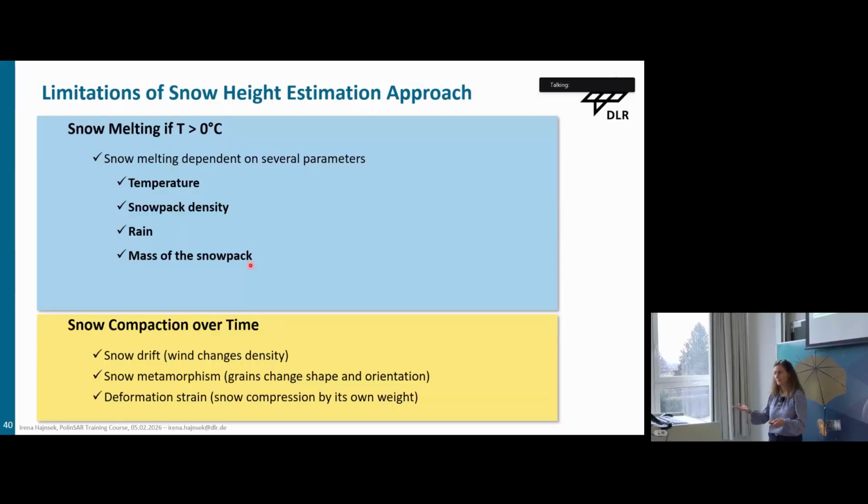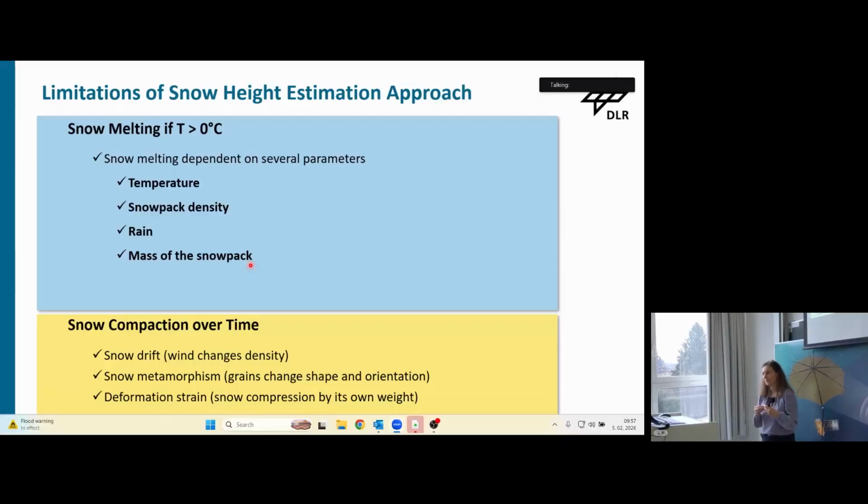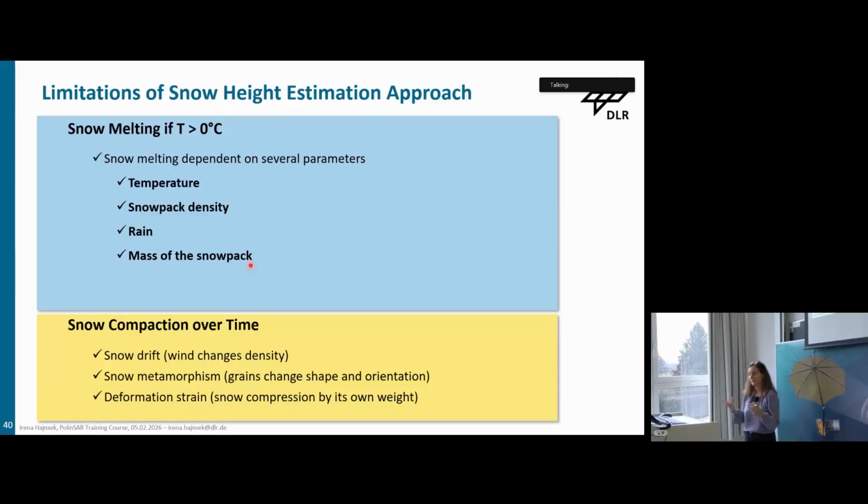What can also happen, you can have snow drift, right? All these physical parameters can also change. It must not be that you have a change in snow height, but it could be not due to accumulation. It could also be due to wind, right? That you have just a displacement of snow from one region to another region. This can happen too, which is also changing your density.